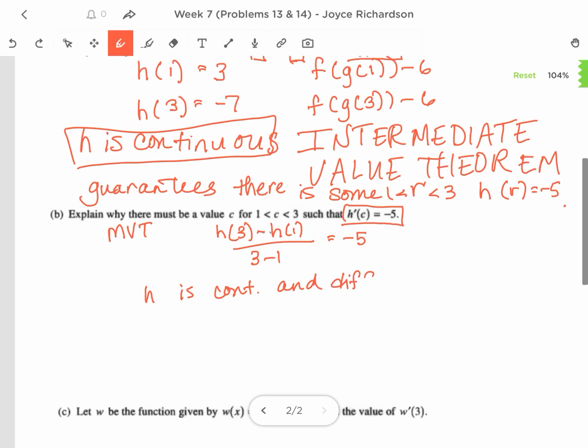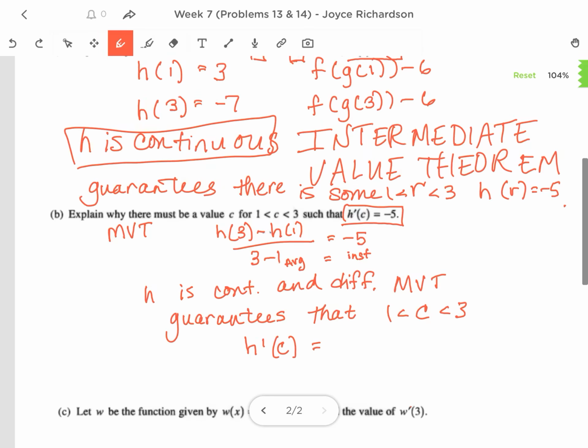Okay, so since h is continuous and differentiable, the mean value theorem guarantees that the average rate of change is going to be equal to the instantaneous. It guarantees that c is going to live between 1 and 3 such that h prime of c is going to equal that average rate of change. So instantaneous is going to be equal to that average.